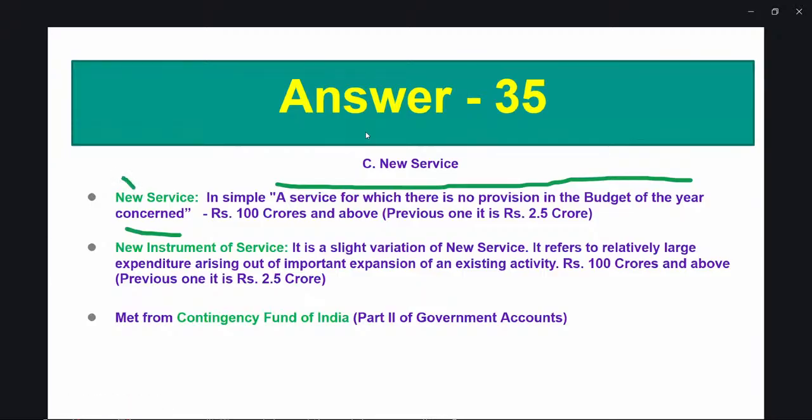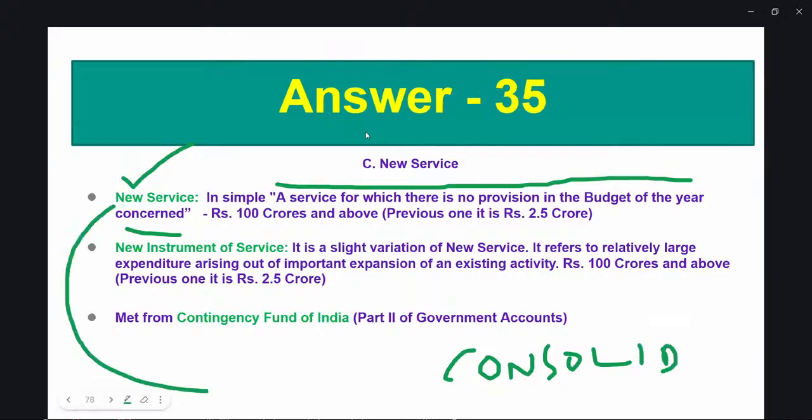If a budget provision is there, we have to meet it from the consolidated fund. If there is no budget, it is called new service, and we have to meet it from the contingency fund. Contingency fund: 2 or 3 years back, above 2.5 crore was considered as a new service. Now it was enhanced to 100 crores. Very important. Jump to 25 times.